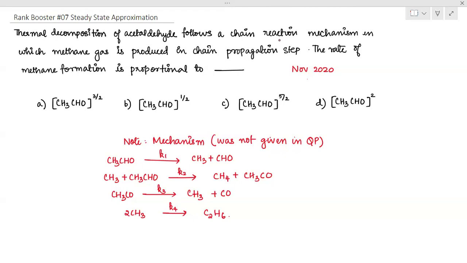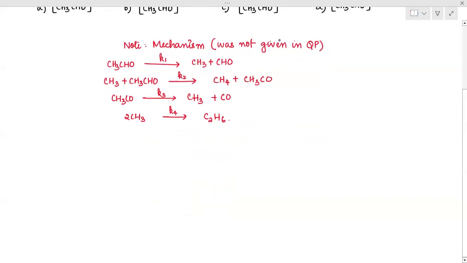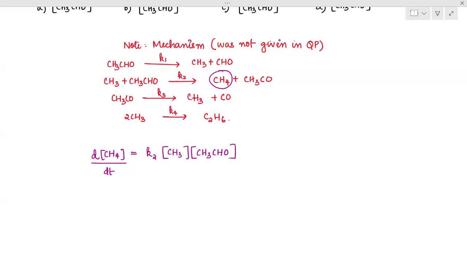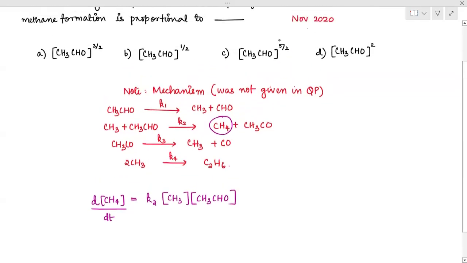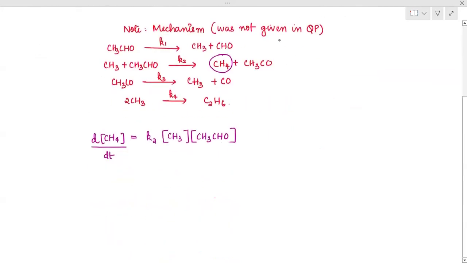So methane is CH4, correct? Now CH4 is formed only in the second step, as we can see over here. So if we have to write the formation of methane with respect to time, which happens only in the second step, we can write it as equal to K2 into concentration of CH3 into concentration of CH3CHO, which is acetaldehyde.